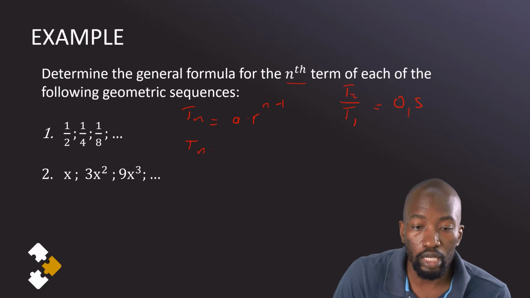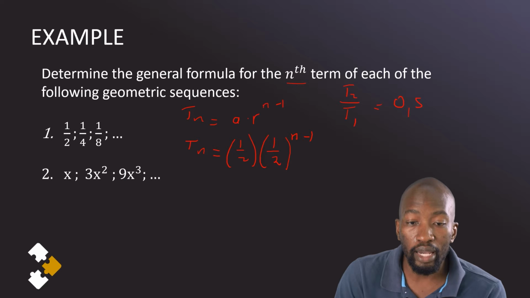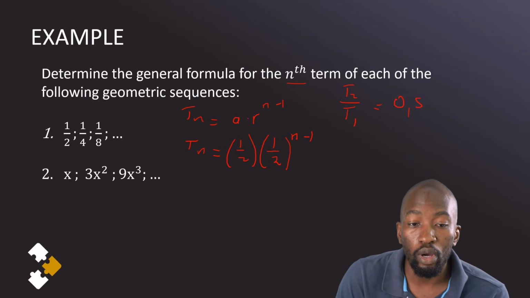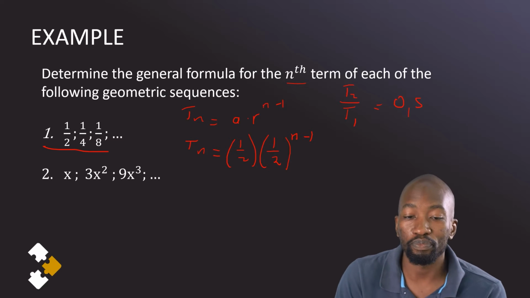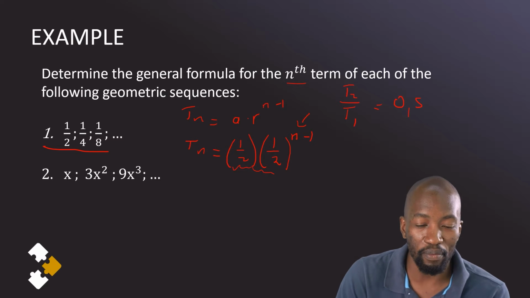We know that Tn is equal to A is the first term, 1 over 2, and our R is also 1 over 2. I just don't want to write it as a decimal, so I'll write 1 over 2 there to the n minus 1. And that will be the nth term of number 1. Remember, we cannot multiply these two because of that exponent up there.